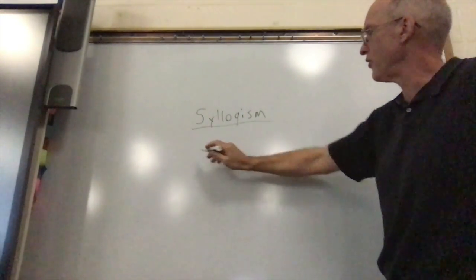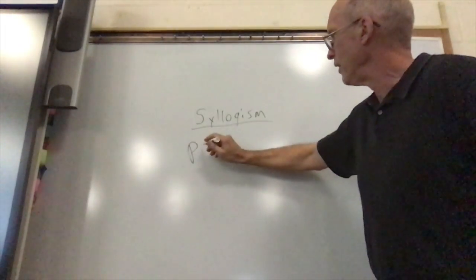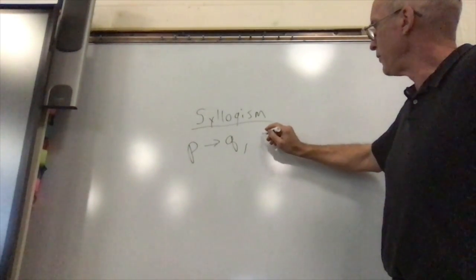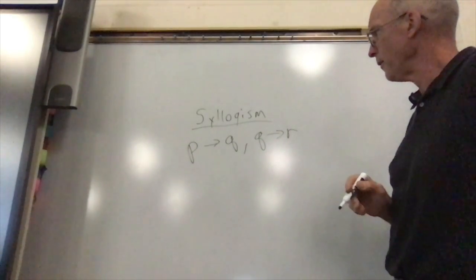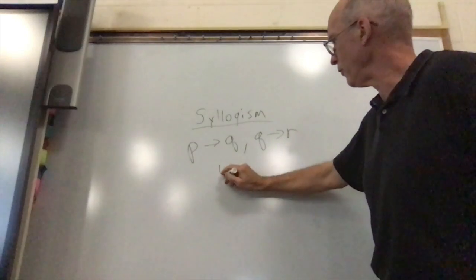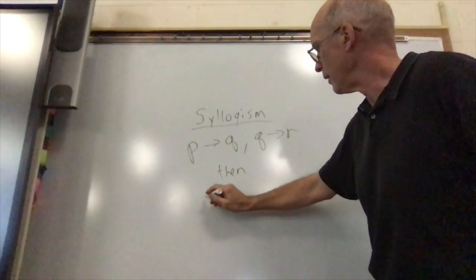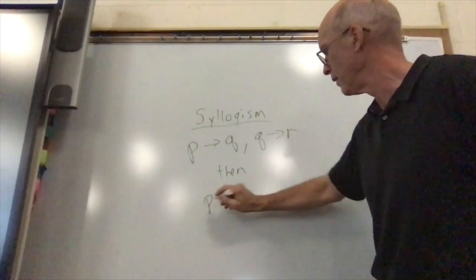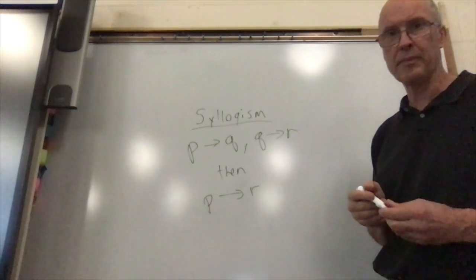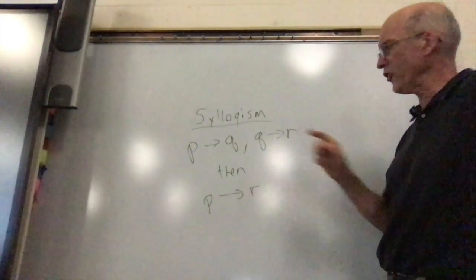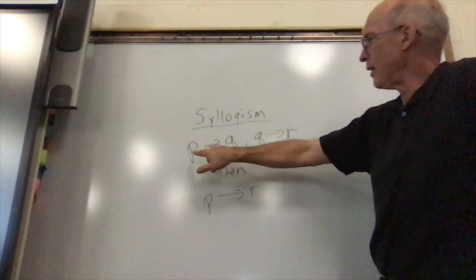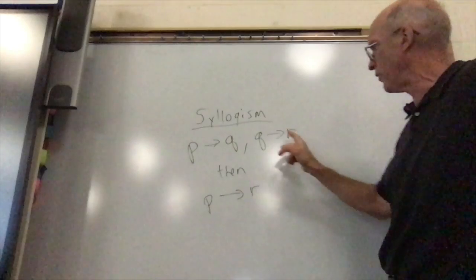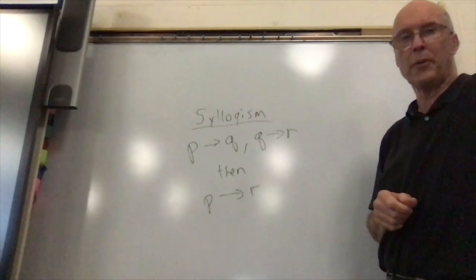The law of syllogism just says something like this. In symbolic form, it would say, if P, then Q, and then if Q, then R, and if both these are true, then if P, then R. So it's basically you have two conditional statements, and if they're both true, then you can kind of cut out the middleman almost, and you can say, if this, then this.